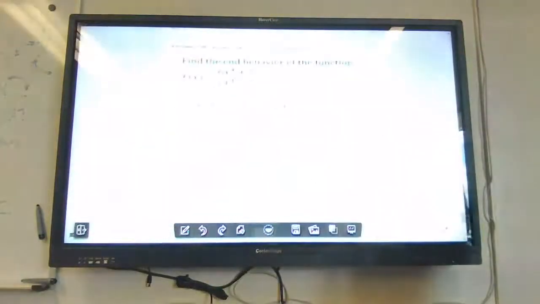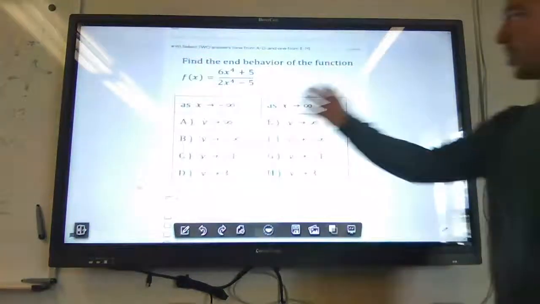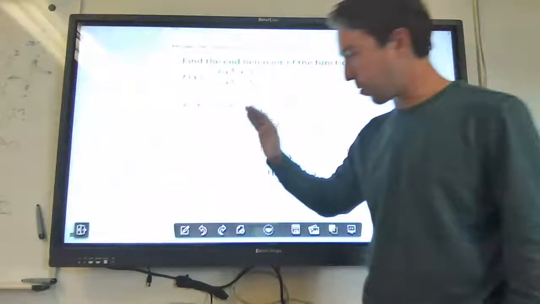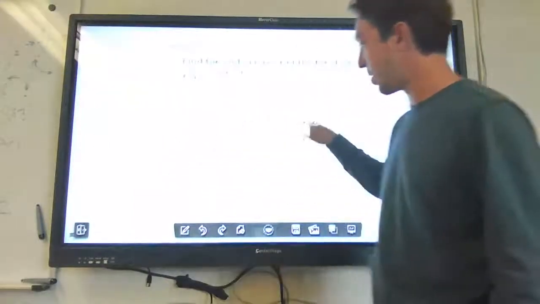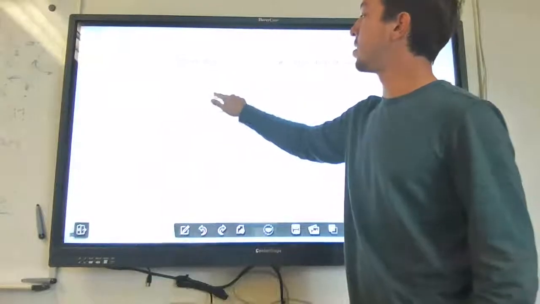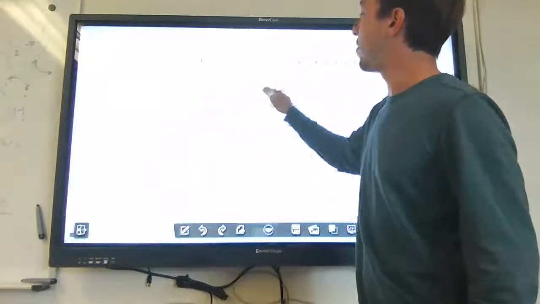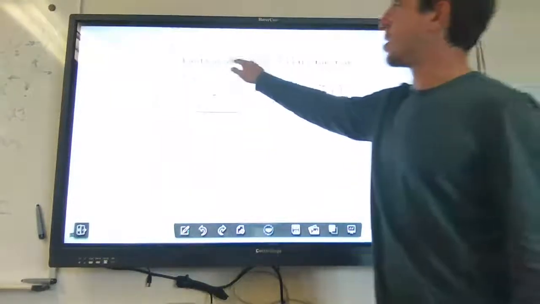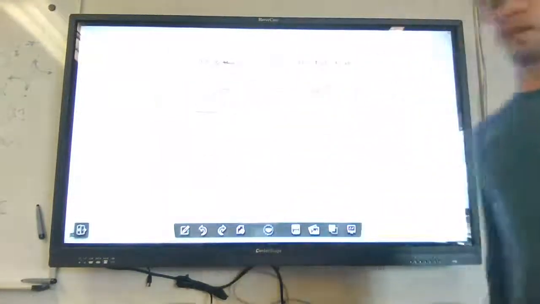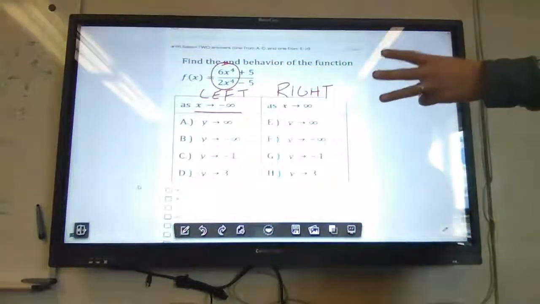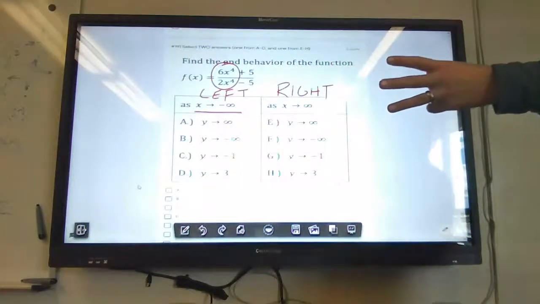What's the end behavior of this function? Notice there's 8 squares. You click one of these and then one of these. So as x goes to negative infinity, think of this as left and right, although I guess it doesn't really matter because look at the dominant terms. What is 6x to the 4th divided by 2x to the 4th? 3. No, the x is ridiculous.